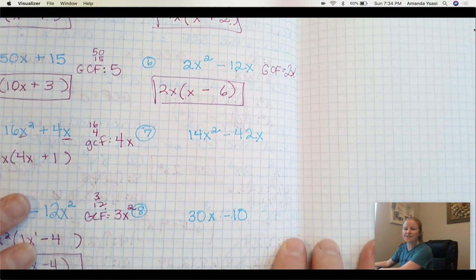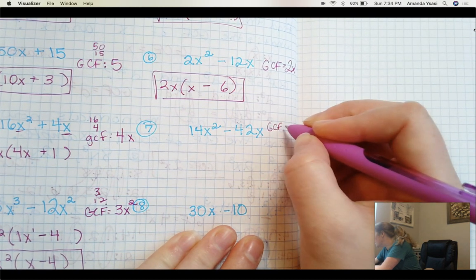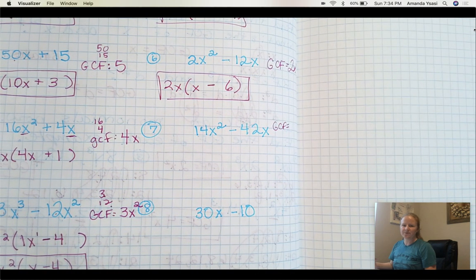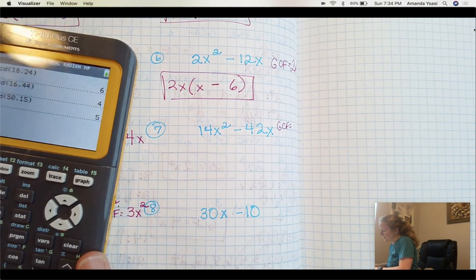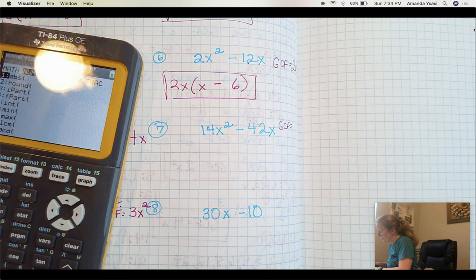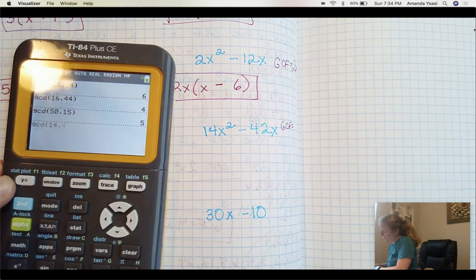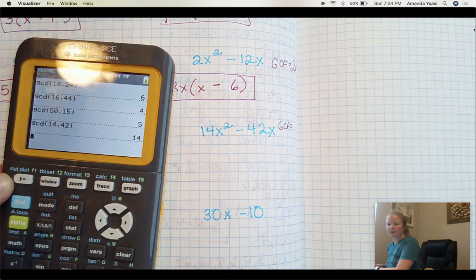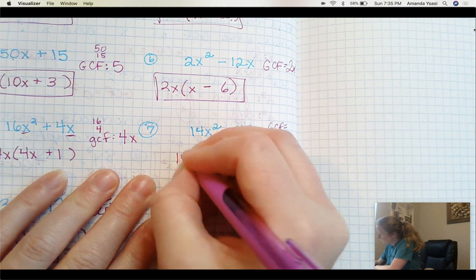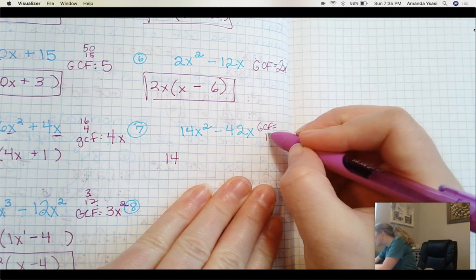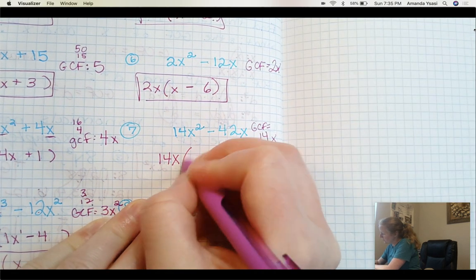Okay, we're almost done. All right, 14 and 42. So GCF. Did you find that one? Hopefully. Because they're bigger, and I feel like you'll want to use the calculator. I'm going to go ahead and do the calculator. 14 comma 42. Guess what? It's 14. All right, so 14. And then we take our lowest, which would just be x, so 14x, parentheses.